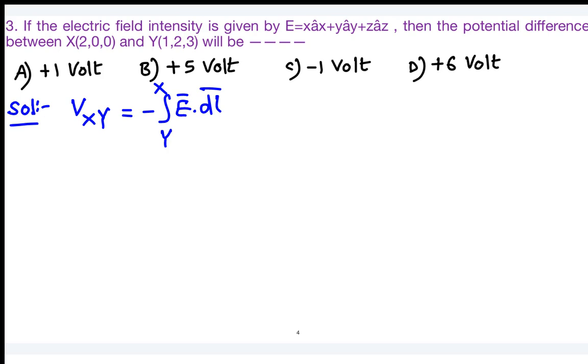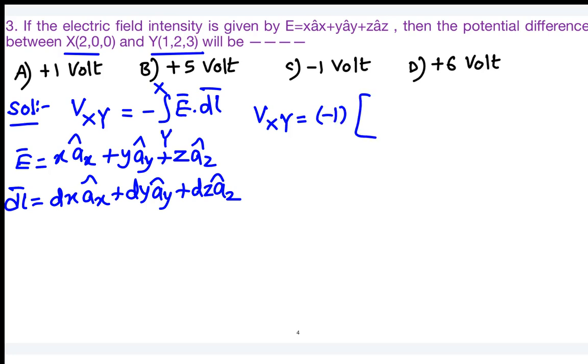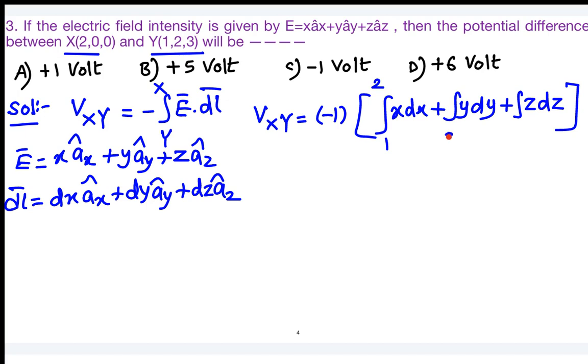You know the vector E, so you can straight away write it as x ax cap plus y ay cap plus z az cap. And what will be the dl vector in this case? There is a change in x, y and z, variation in all directions. So dx ax cap plus dy ay cap plus dz az cap. Take the dot product and integrate. The potential difference between x and y is equal to minus 1 into the integration of E dot dl, which will be x dx plus y dy plus z dz. When substituting the limits, remember it is from y to x. So that will be 1 to 2, 2 to 0, and 3 to 0.